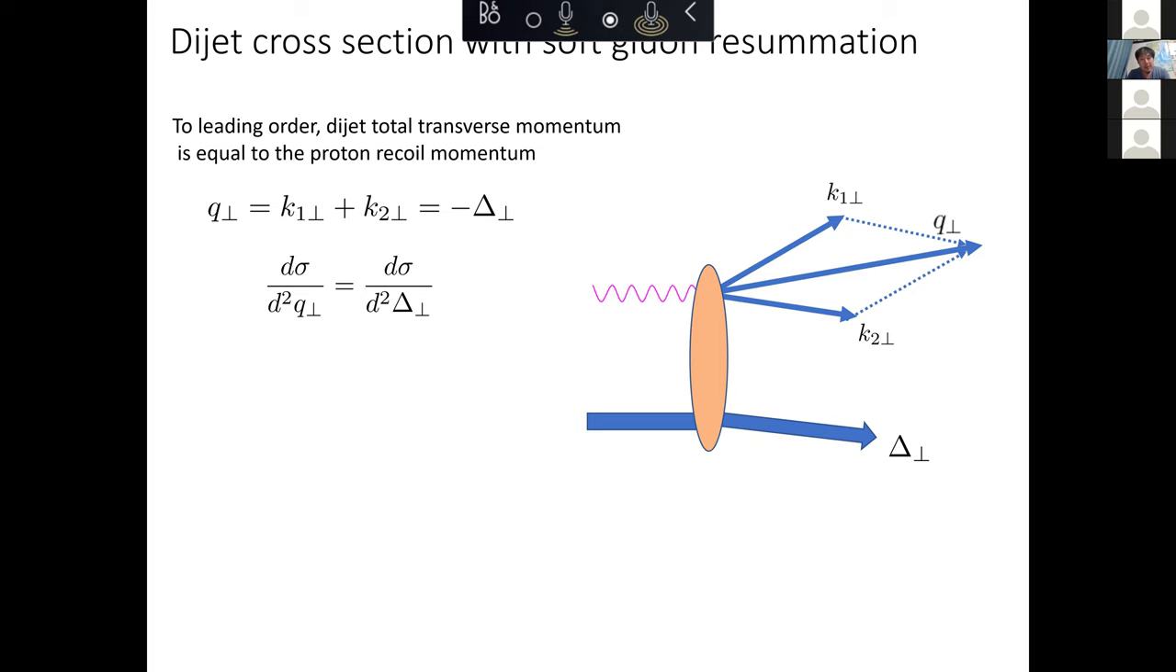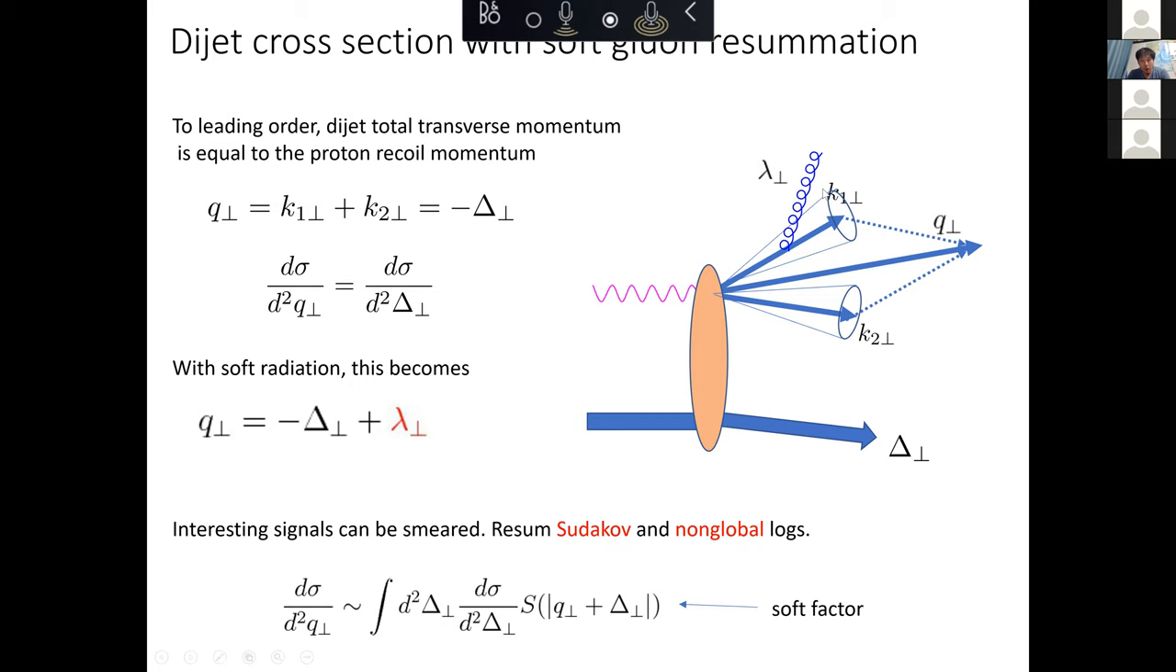But if you go to higher order, then you have to define a jet by using a cone around the leading particles. And there will be an emission of gluons outside this cone, which will modify the transverse momentum. So the relation between q perp and delta perp is broken by this extra emission of gluons outside the cone, and that has to be taken into account. This relation, which is valid at leading order, will be modified at higher order.